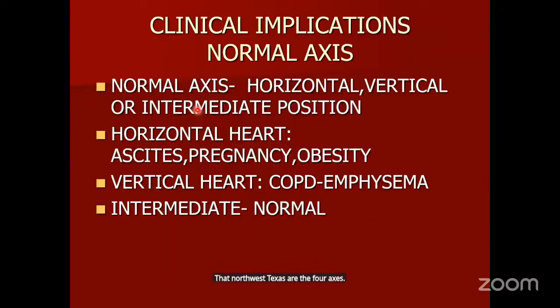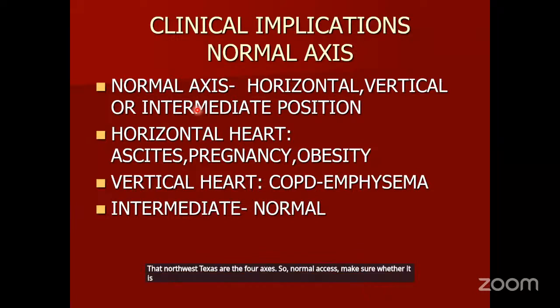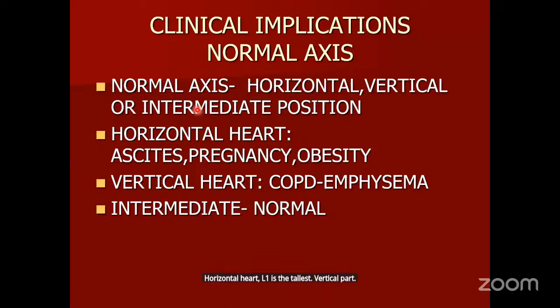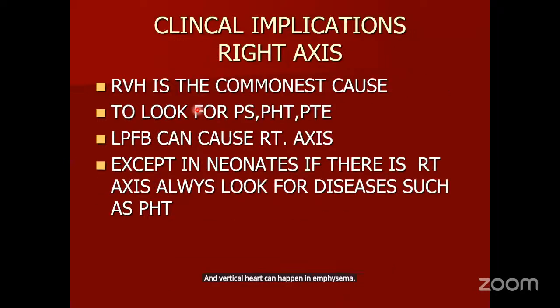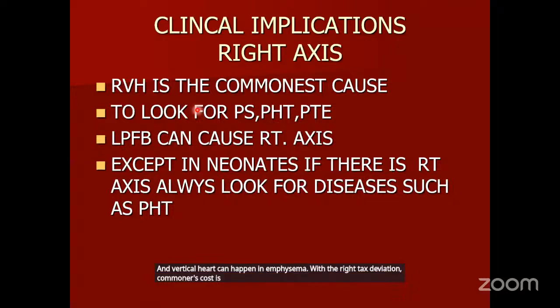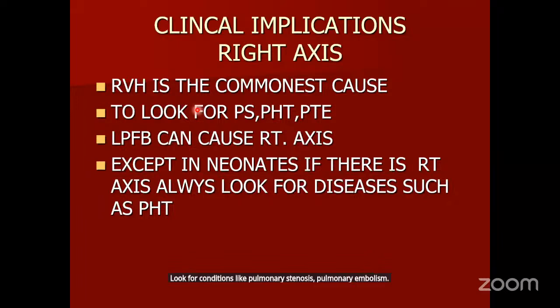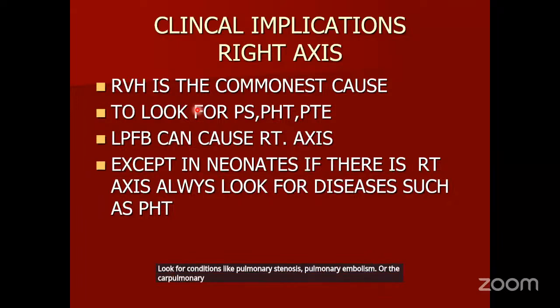So normal axis, make sure whether it is a horizontal heart or a vertical heart. Horizontal heart, L1 is the tallest. Vertical heart, AVF is the tallest. Horizontal heart can happen in obesity and pregnancy, and vertical heart can happen in emphysema. If the right axis deviation, commonest cause is right ventricular hypertrophy, look for conditions like pulmonary stenosis, pulmonary embolism, or the cor pulmonale, or atrial septal defect, congenital heart disease producing right ventricular hypertrophy. Commonest cause of right axis is right ventricular hypertrophy.